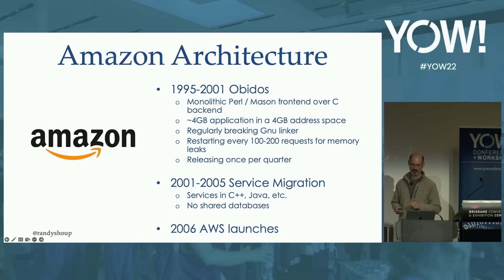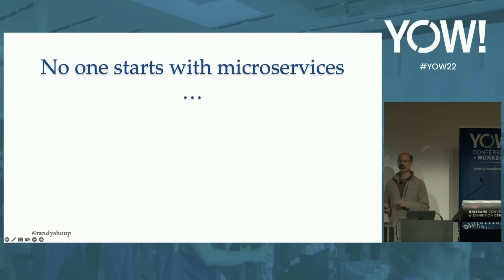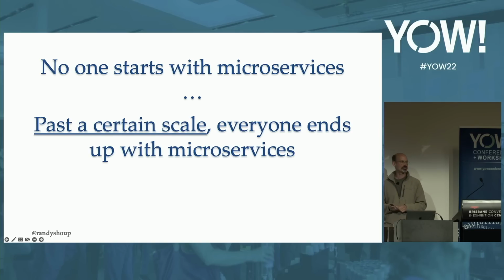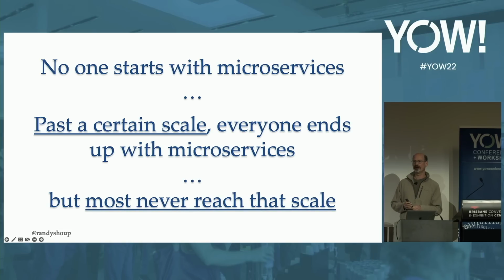So architecture really matters. Okay, so what can we learn from these two stories? The first one is that no one starts with microservices, but past a certain scale, everyone at these large scales ends up with something that we would call microservices. But the other point I think here is that most never reach that scale. So it's pretty important for us to understand the problem that we're currently solving at our company, as opposed to envy of the larger places.